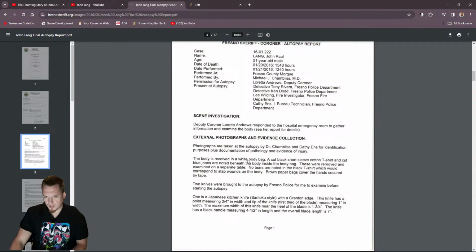Body received in a white body bag, a cut black short sleeve cotton t-shirt and cut blue jeans are noted beneath the body inside the body bag. These were removed and examined on a separate table. No tears are noted in the black t-shirt, which would correspond to stab wounds on the body.